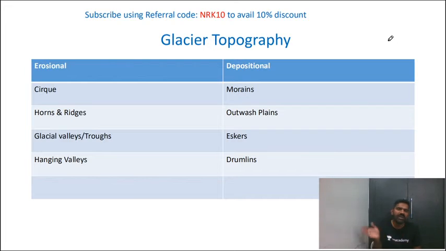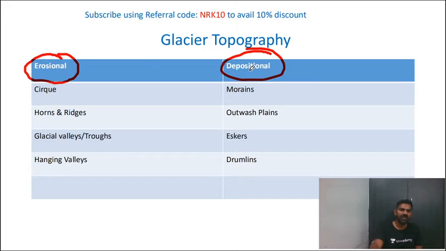When the ice is moving away on any hard surface, in the process of movement, it will take away some rocks, it will cut the landform. By cutting the landforms, you get some topographies called erosional topographies. Now, when you take some material with it, some mud, rocks, pebbles, and deposit them at some place, you get something called depositional landforms. So basically, you have erosional landforms and you also have depositional landforms.